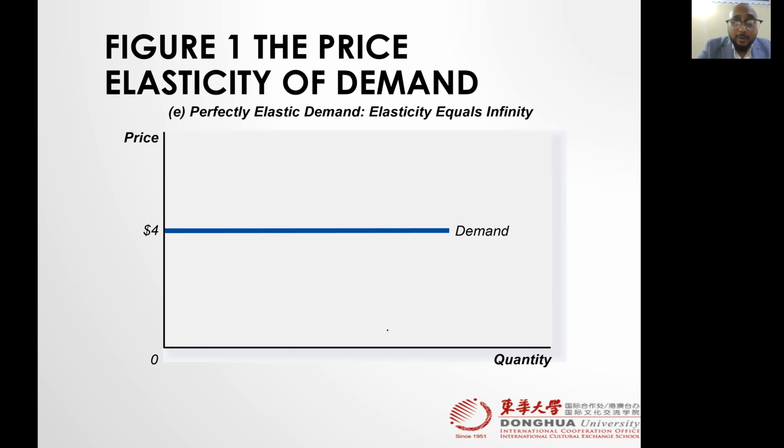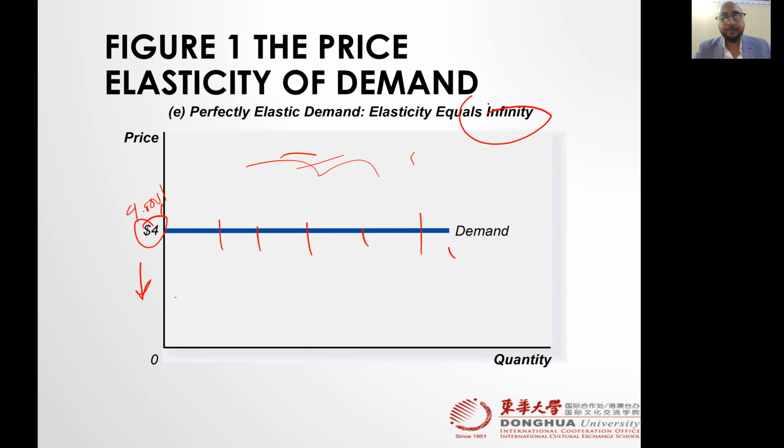Even if a small percent increase, 4.0001, right? Increase, nobody wants to buy from here. That's it. If price is 4, quantity demanded remains the same. If price decreases, you never know how much the quantity demanded is. It's infinity.